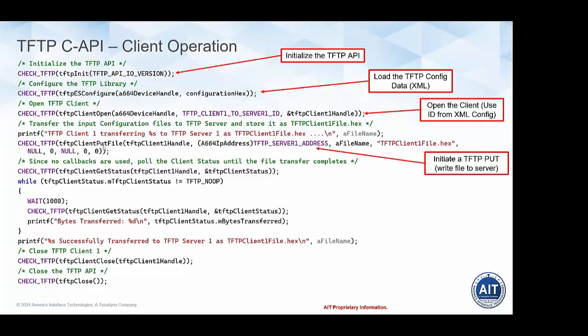Once you call this function, the file put operation is started. It's a non-blocking function. So then you can read the status of the client in a loop until you see that the file transfer has completed. And then after that, you can close it down if it's a simple application like this where you're just doing a single file read or write. So after you use the get client status to see that the transfer is completed, you can then close the client and then close the library.